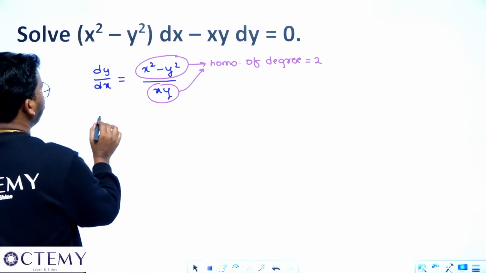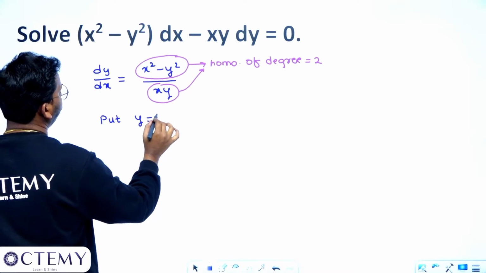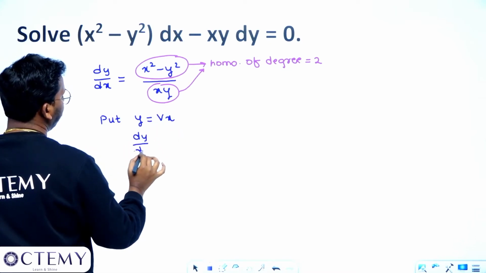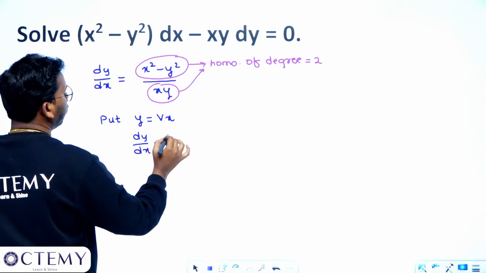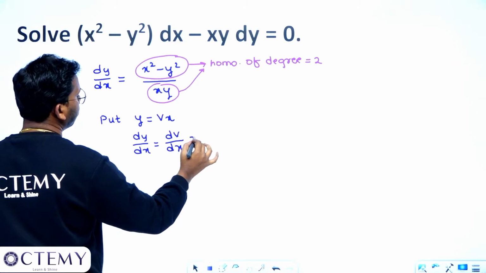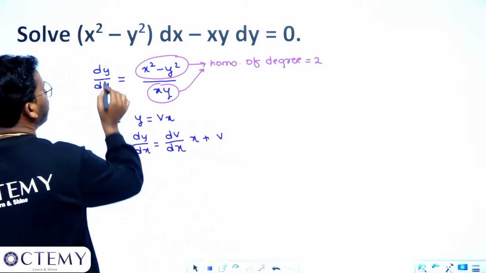So what is the next step to do? We'll say put y is equal to vx. Then what will be your dy by dx? Then your dy by dx will become dv by dx into x plus v, right? Now replace these two fellows here.